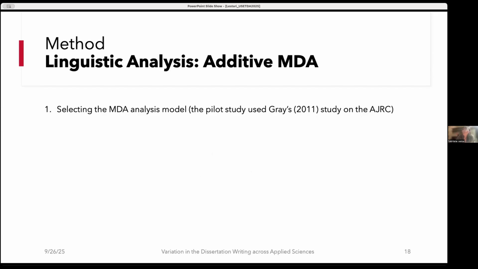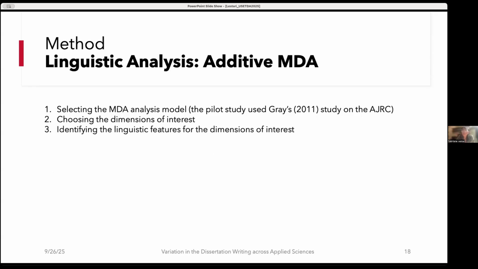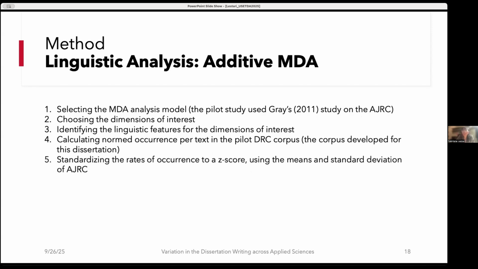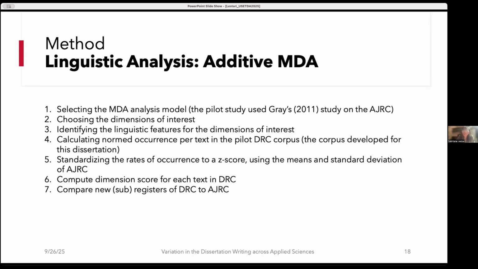So some steps for the additive MDA: I selected the MDA model, which is Gray 2011, and then I chose the dimensions of interest, and I'm going to explain what I mean by dimension here. Then I identified the linguistic features for the dimensions of interest. I calculated the normed occurrence per text in the pilot of my corpus, which is the DRC corpus. I standardized the rate of occurrence of the linguistic features to a z-score, and I computed the dimension score for each text in my corpus, and I compared the results of my corpus to the AJRC corpus.